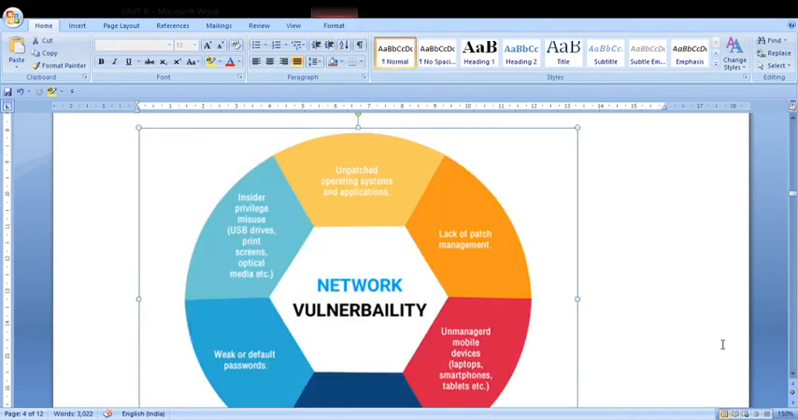So, what are the network vulnerabilities we are having? Actually, unpatched operating systems and applications. We know very well that unpatched operating systems we should not touch upon. And lack of patch management is also a problem. They are not concentrating on more security. And unmanaged mobile devices like laptops, mobile phones, tablets. Sometimes we can take pictures on a smartphone or send a mail. These are all going to be network vulnerabilities only.